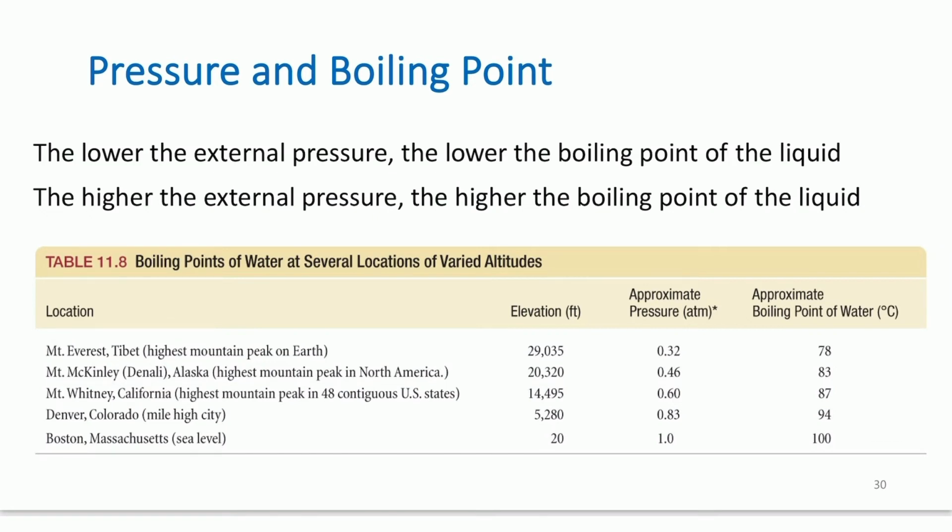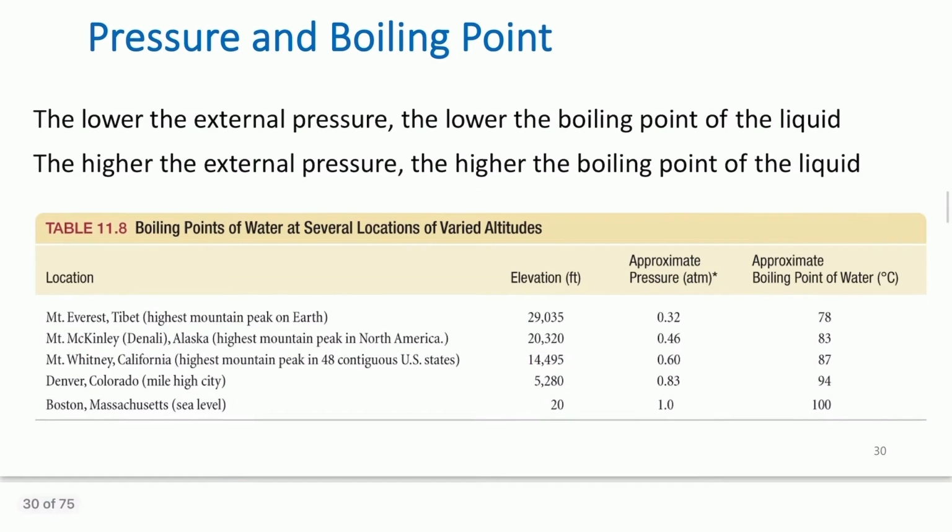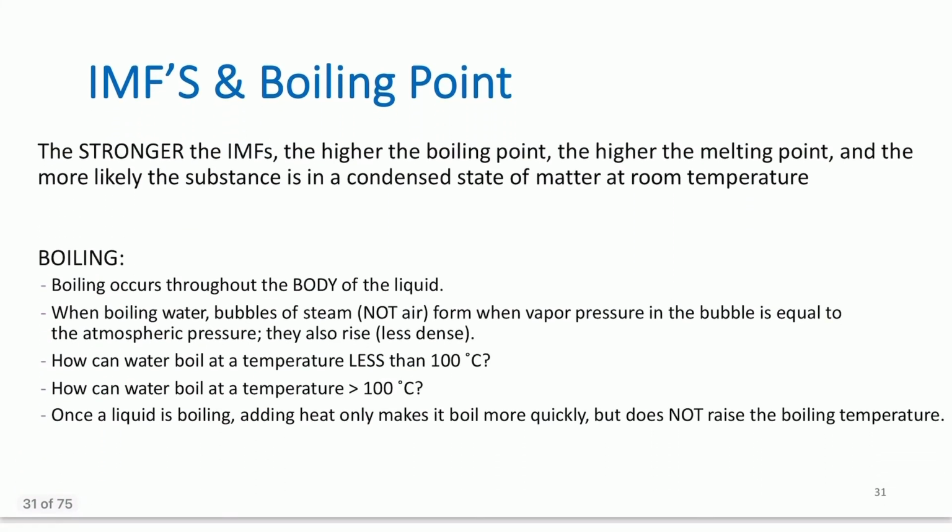So again, this is why you see different temperatures for different altitudes of where you're at. It's how pressure cookers work. Pressure cookers work by raising that pressure, which cooks the food faster. The stronger your IMFs, the higher the boiling point, the higher the melting point, and the more likely the substance is in a condensed state of matter at room temperature. What do I mean by condensed? Condensed is a liquid instead of gas. Or you can even say solid is most condensed.